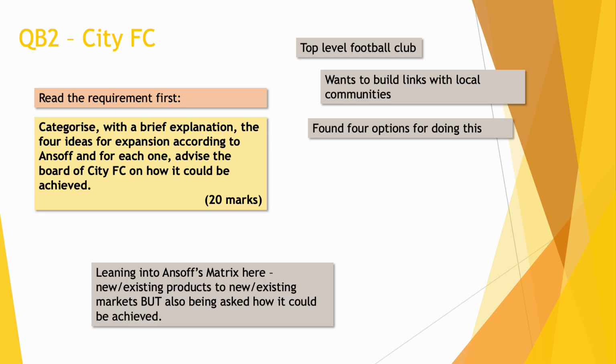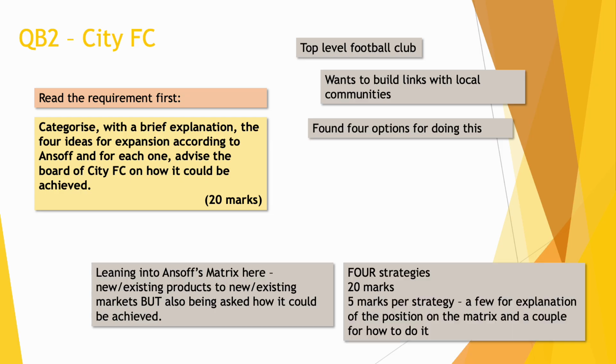Now, when you read through the scenario, there are four possible strategies, and again, it's 20 marks, so we're looking at 5 marks per strategy. You'll probably get a few for explaining the position on the matrix, and then there'll be a few marks for how to potentially do it.